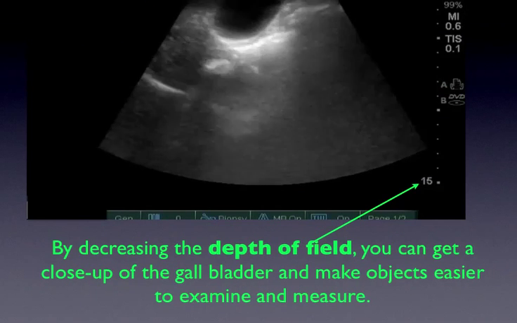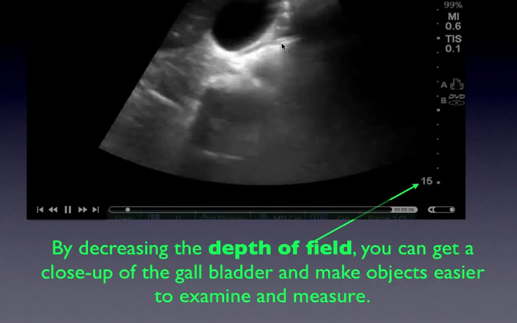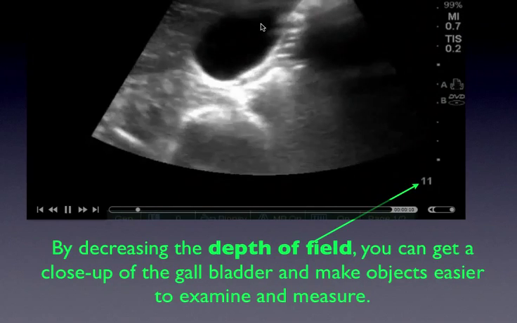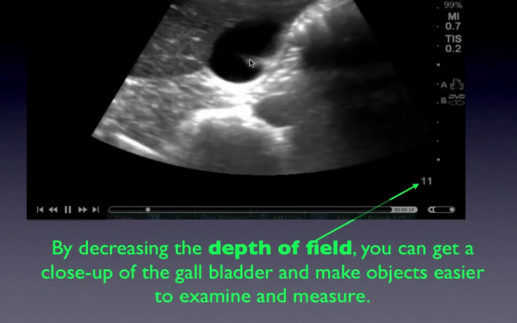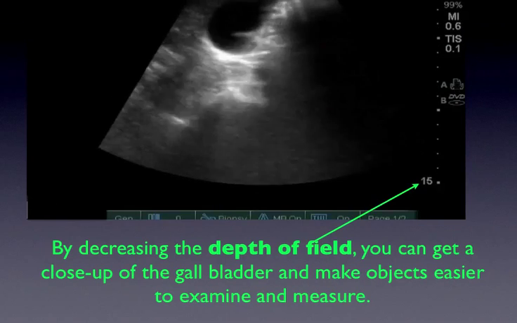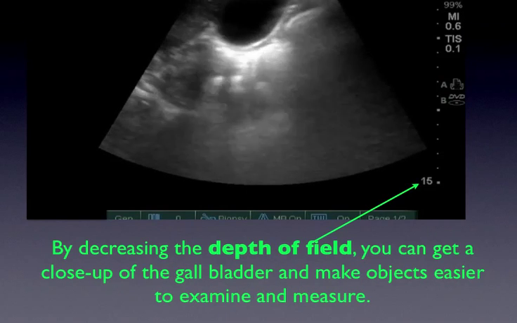Now we can change the depth of field. If we look over here, this is at 15, and look at the gallbladder here. Now as we change it, here it is at 11. Much more clear view, and we can see this fold in the gallbladder. So by changing the depth of field, we can make the object significantly easier to examine and to make measurements.